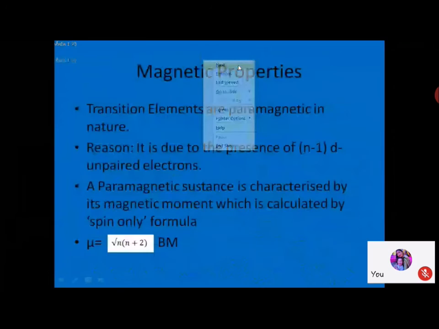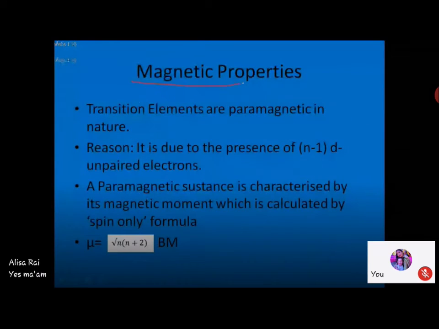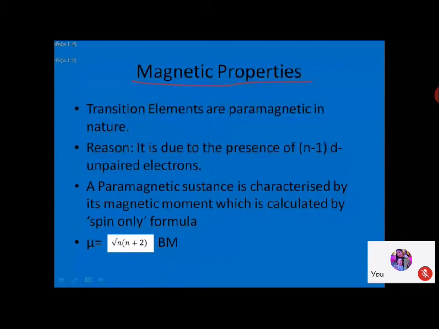Now the next one: magnetic properties. You know paramagnetic property and diamagnetic property. What is the reason for paramagnetic nature? These transition elements are paramagnetic in nature. Paramagnetic property is because of the presence of unpaired electrons, and diamagnetic is because all electrons are paired. The question is why transition elements are paramagnetic in nature.